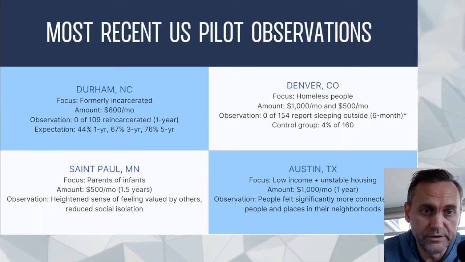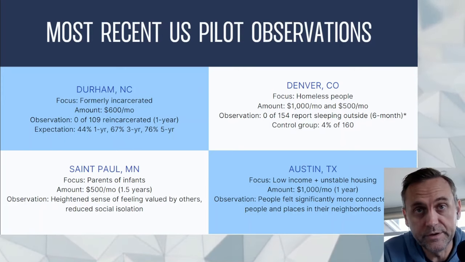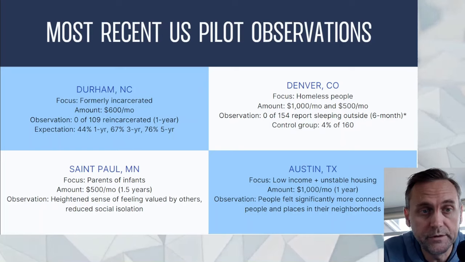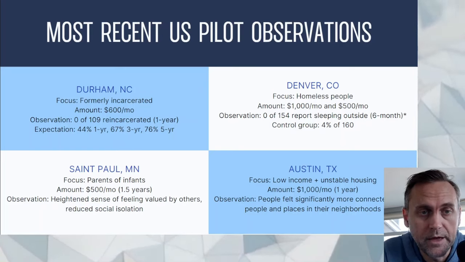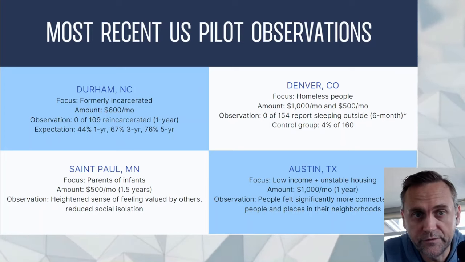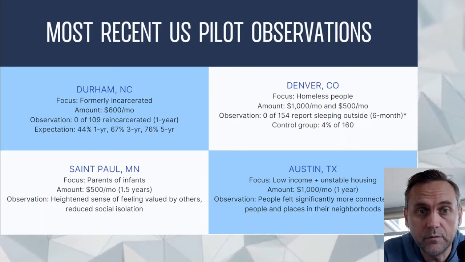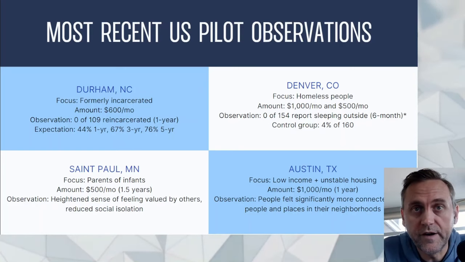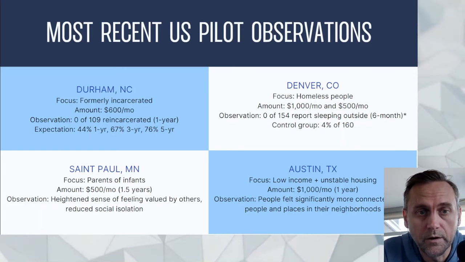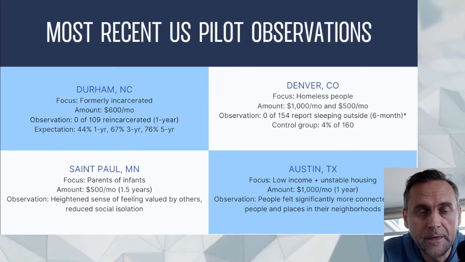And so here are the expectations. It's more than a third. It's 44% for the 1-year expectation for recidivism, 67% for 3 years, and 76% for 5 years. So it's kind of insane that the average rate is about 4 out of 5 people who leave prison are expected to return to prison within 5 years.